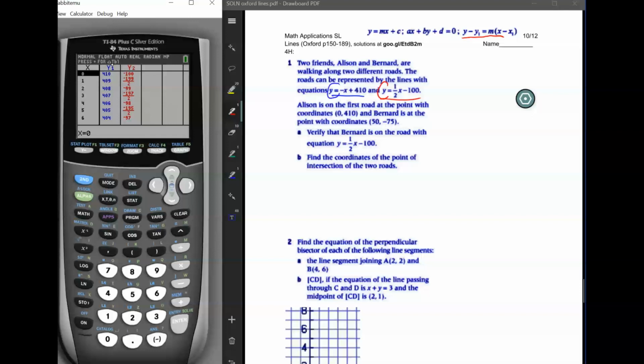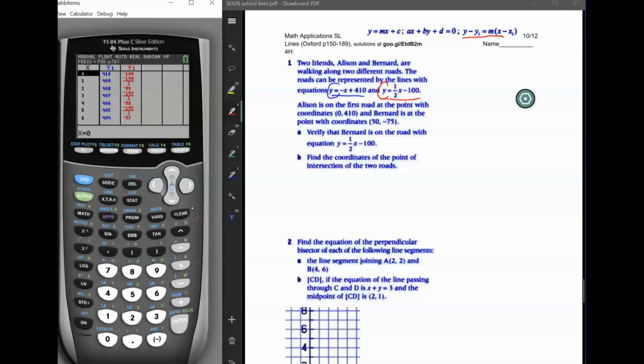What about Bernard? Bernard is at the point 50, negative 75, and it says verify that that's on the road with equation 1/2 x minus 100, which is the red one. How do we confirm that? Well, what if we jump to x equals 50? Then that would correspond to the x coordinate of Bernard.